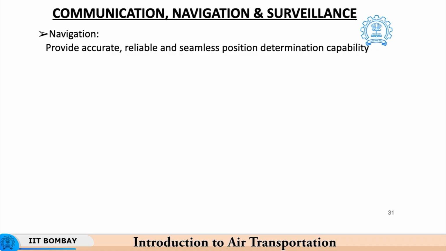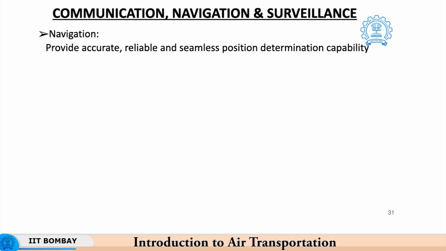The second subsystem, that is navigation, as we had already covered in our previous presentation, includes techniques that are required to provide accurate, reliable and seamless position determination of the aircraft. This position should be available readily to the ATC as well as the aircraft, so that proper, efficient flight operations can be carried out.